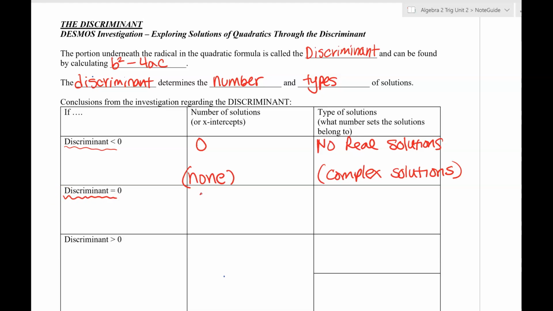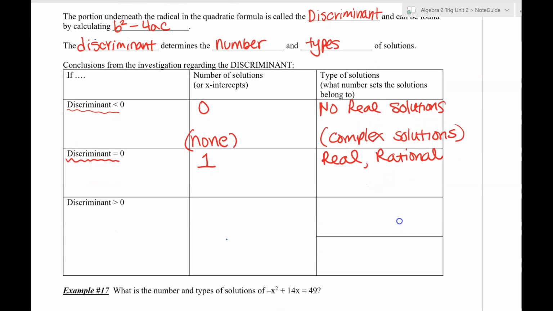When the discriminant is equal to 0, there is one solution, so it is real. It is also rational. The irrational values would have to be never-ending, non-repeating decimals, and we're only going to get something like that when we have that radical expression left in our answer. When 0 is underneath the radical, it completely simplifies.